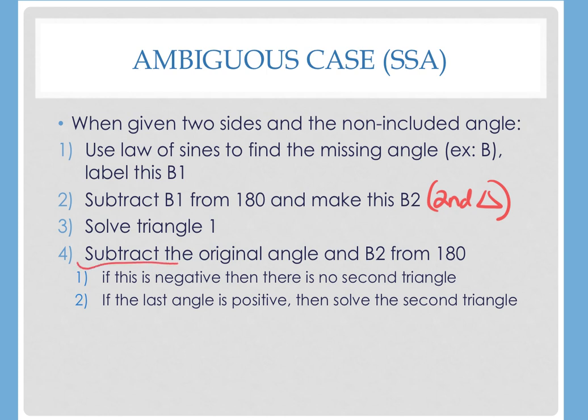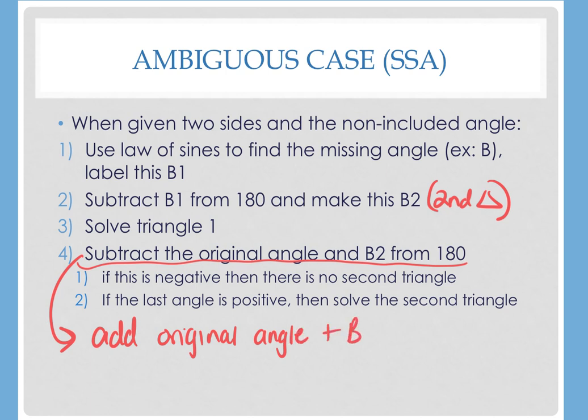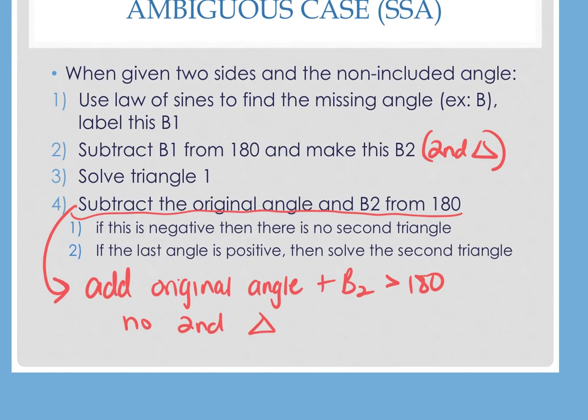Step 4 says subtract the original angle and B2 from 180. And if it's negative, there's no second triangle. That's how you know there's only one. You can also add the original angle and B2 or C2 or A2, whatever you find. And if it's greater than 180, then there's no second triangle. So we're going to walk through one of each of those scenarios so you can see what they look like. But this is basically the catch to law of sines, the ambiguous case.